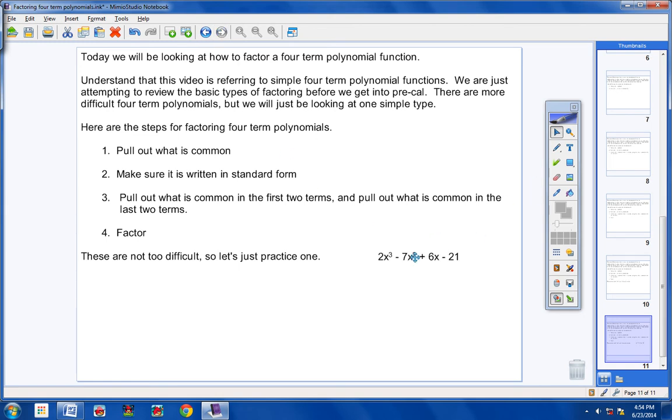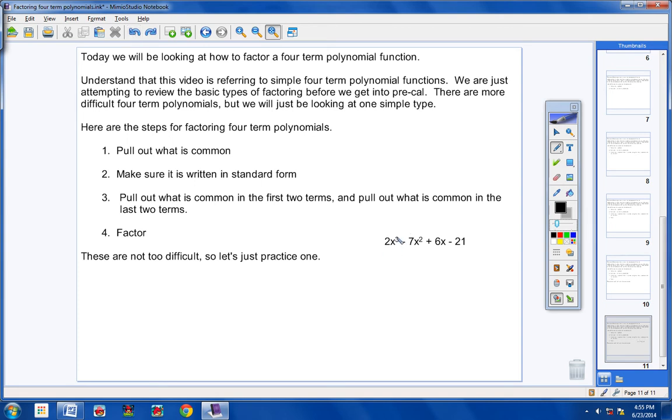All right, copy this in your notes if you would, please, and let's factor this four-term polynomial expression. Now, first of all, always pull out what is common first. Now, if you'll look, we have coefficients of 2, 7, 6, and 21. There is no number that we can factor out that goes into all of those numbers evenly.